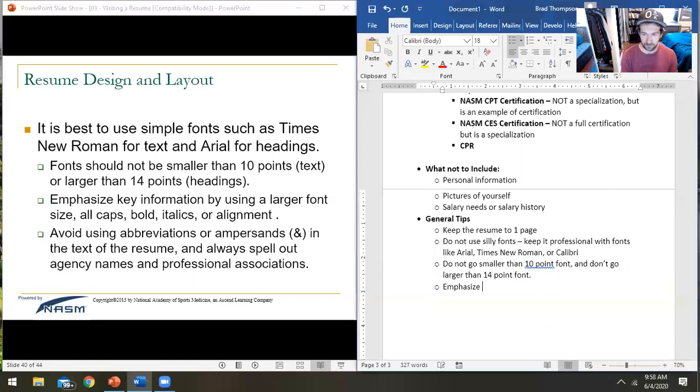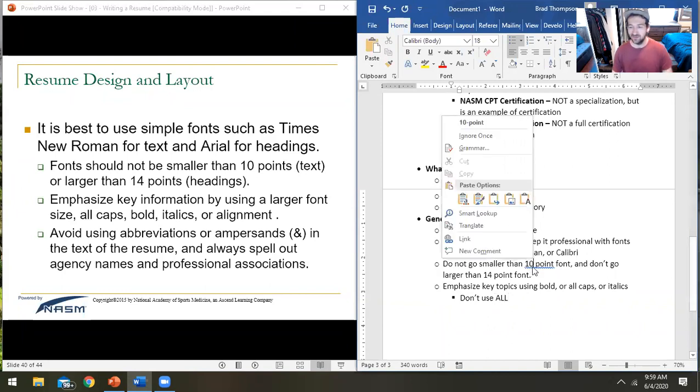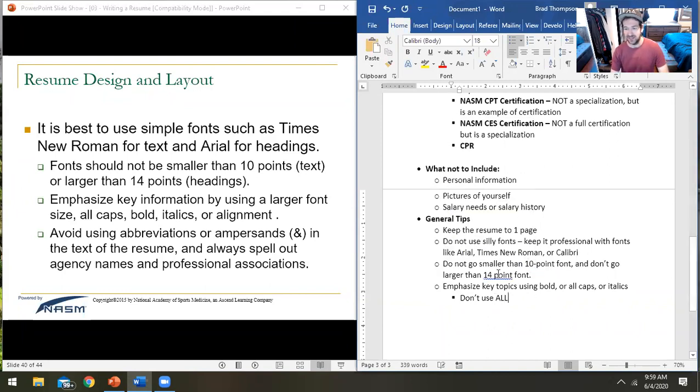Emphasize key topics using bold or all caps or italics. That being said, don't make something that is bold and all capitalized and italic. Don't go crazy on the formatting. Pick one and stick to it. Stay consistent there.